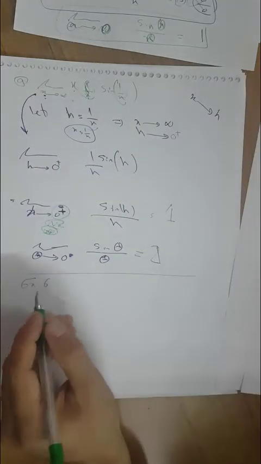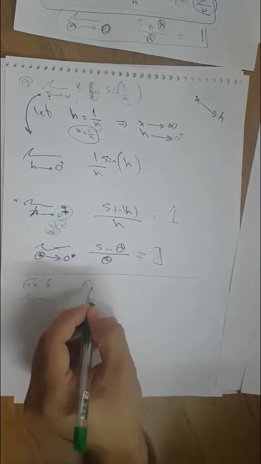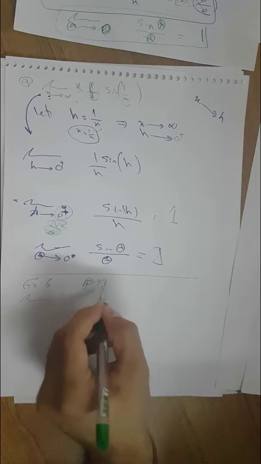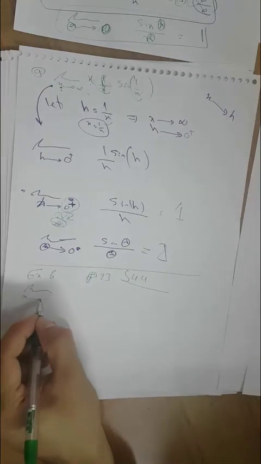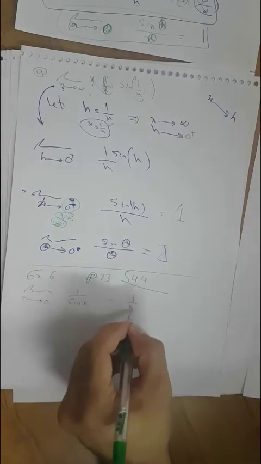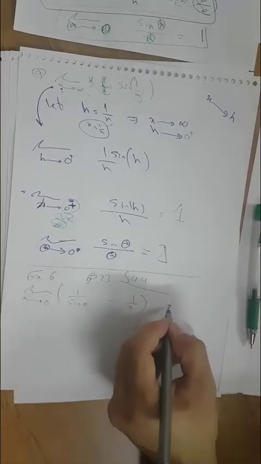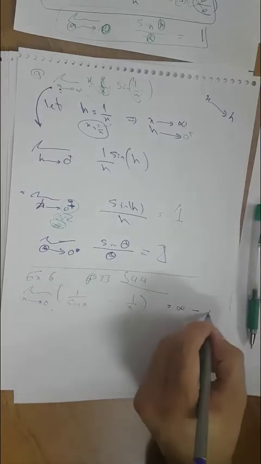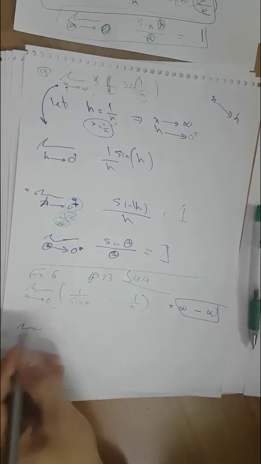Now for example, if I have the limit, the same page, example 6, page 23, section 4.4, as x approaches 0 of 1 over sine of x minus 1 over x. In that case, how do we solve this one? If I put 0, I will get infinity. If I put 0 here also, I will get infinity. Type B, the third part. So how do we solve this one?